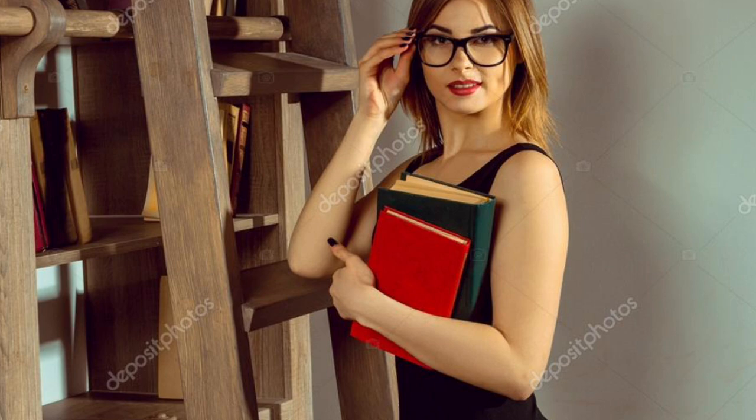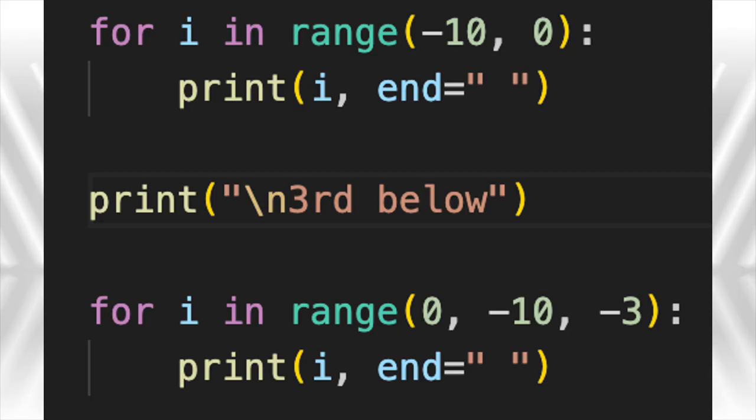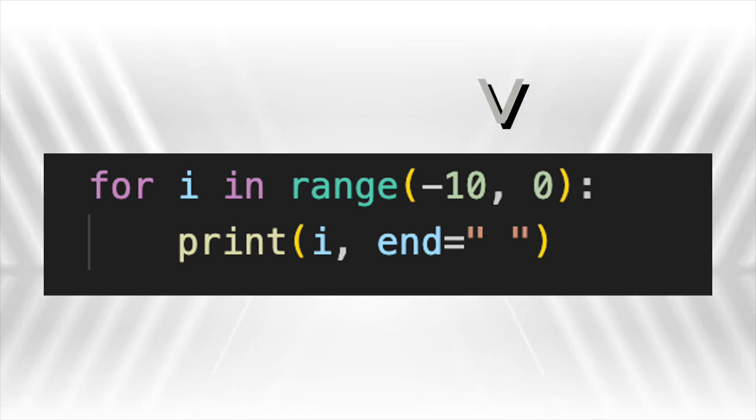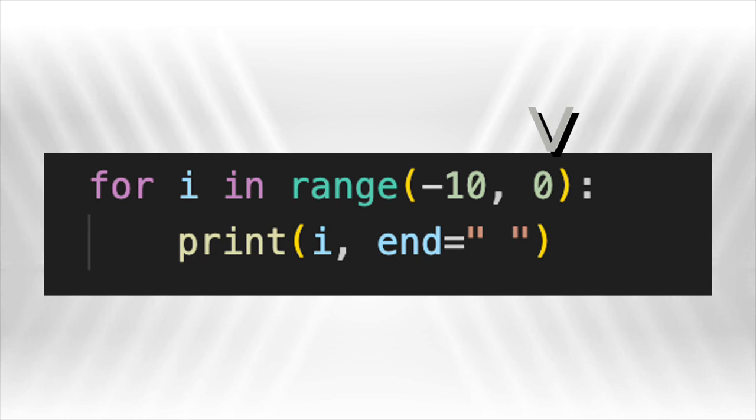As mentioned earlier, the numbers in the range function can be negative. To start off simple, this first example just includes the start and end values. The start value is minus 10, so from minus 10 it starts iterating down to 0. But as the end is exclusive, it stops at minus 1.